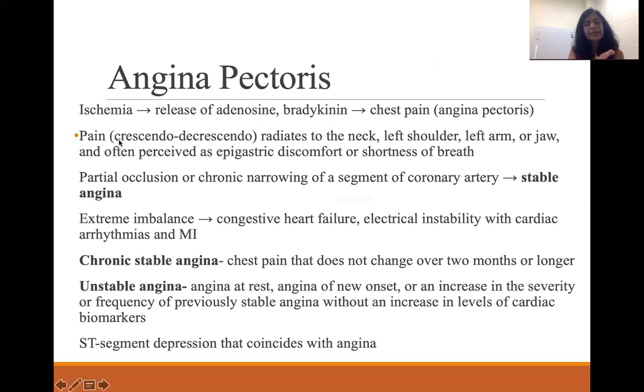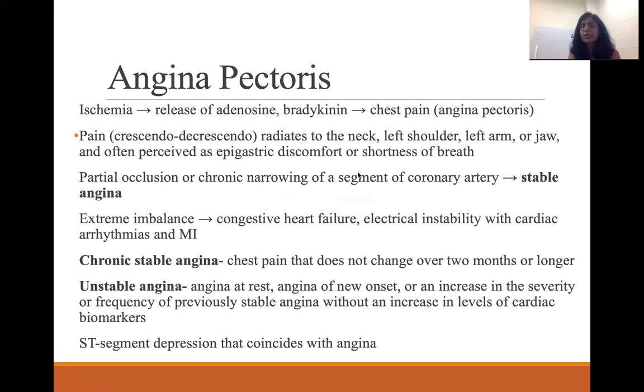Pain is in this crescendo, decrescendo type, so that is the high sound, then gradually diminishing, and then high-low. It's not sound here because it is pain, but high to diminished pain that radiates through many parts close to the heart. That includes the neck, the left shoulder, left arm, and jaw, and often people may perceive this as epigastric discomfort, shortness of breath.